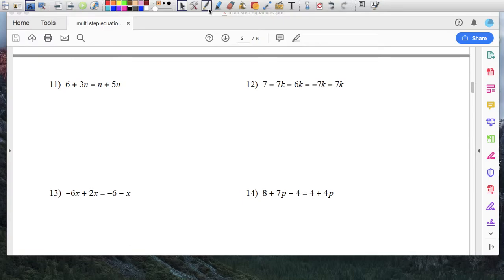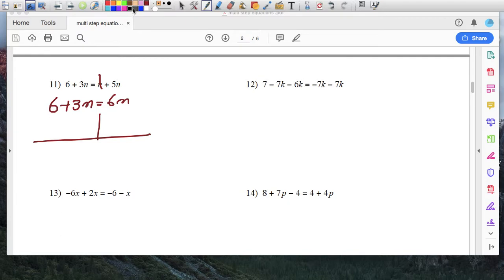Number 11. No distributed property. Combine like terms, yes. So 6 plus 3n stays, waits a little bit. And then n plus 5n is 6n. Next, can I combine like terms? I already did combine like terms. Is there a variable on both sides? Yes, there is. So I have to get rid of either the 3n or the 6n. Doesn't really matter. So I'm going to get rid of the 6n.